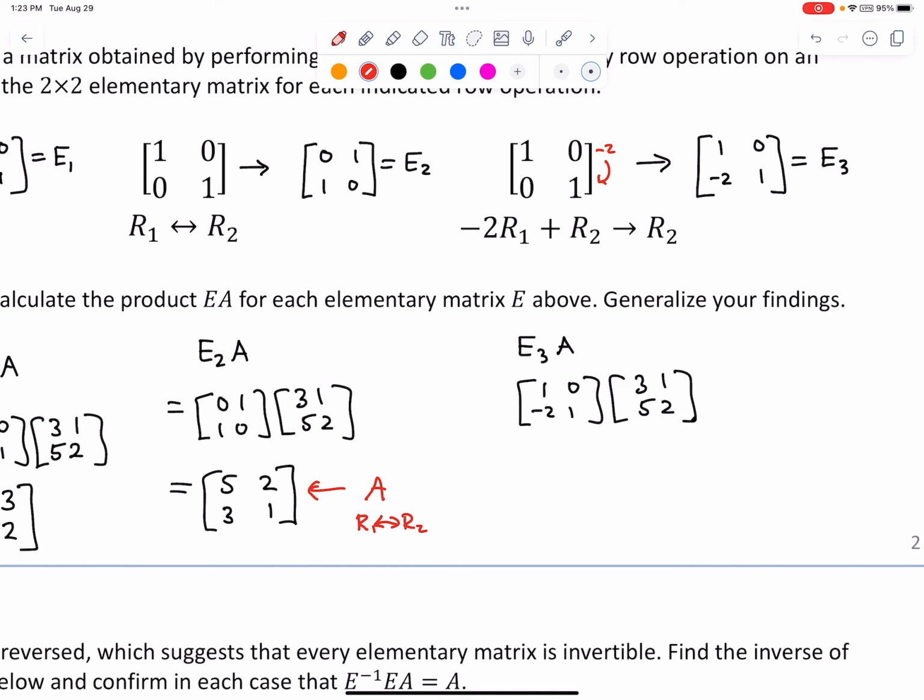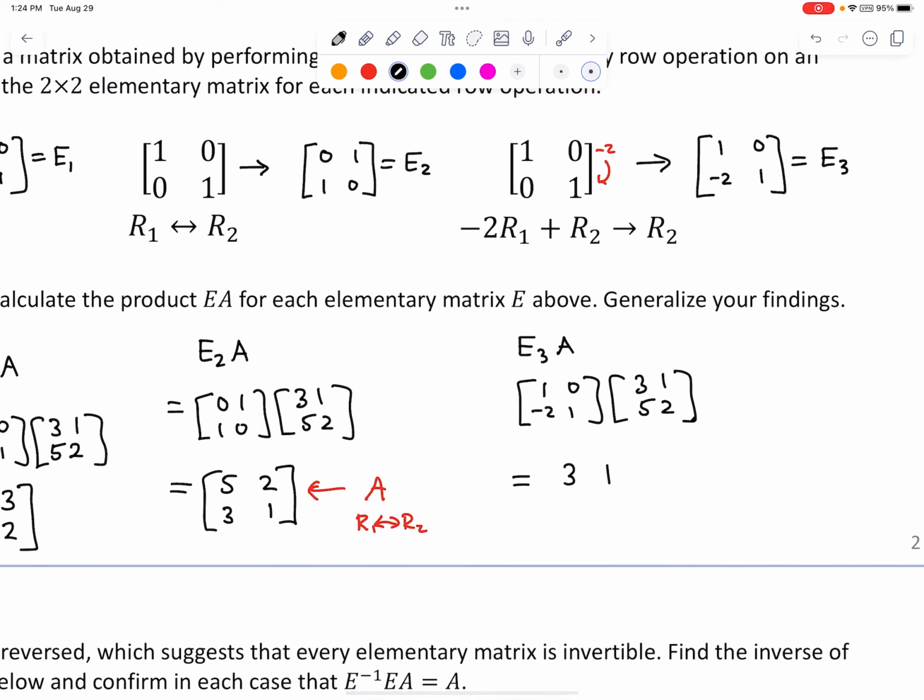Okay, now let's do E3 times the matrix A. Based on what we've been seeing with the other examples, I'm guessing what's going to result here is that the end result will be the same result should I simply do the same row operation on A that I did on the identity matrix to produce E3. So repeat this same row operation, but do that to A, and that should be the result of our multiplication here. So I'm going to get my answer by doing that row operation on the matrix A that you see right here. I'm going to -2 times row 1 and add it to row 2. Let's see what we get.